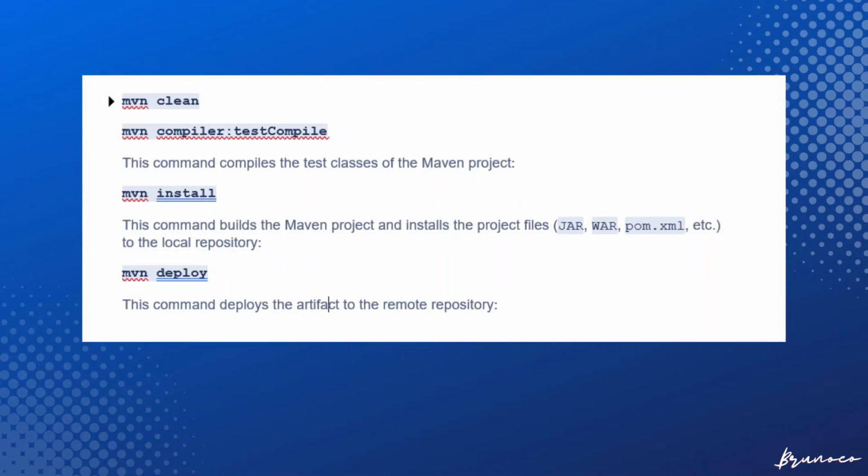mvn clean is a command that cleans the Maven project by deleting the target directory. mvn test-compile is a command that compiles the test classes of the Maven project. mvn install builds the Maven project and installs the project files to the local repository. There's also a command mvn deploy. This command deploys the artifacts to the remote repository.